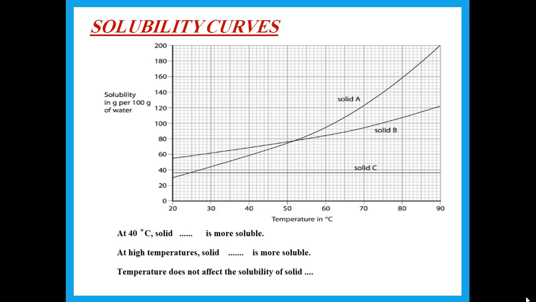So for this curve, for example, at 40 degrees centigrade, which solid is more soluble? Look at the temperature. Where is 40? Go up, up, up, up. Which one is more soluble at 40? Can you see that it is the graph for B that is more soluble at 40? At high temperatures, solid what is more soluble? So at 90, which one is more soluble? The one that has a higher curve. So solid A is more soluble.